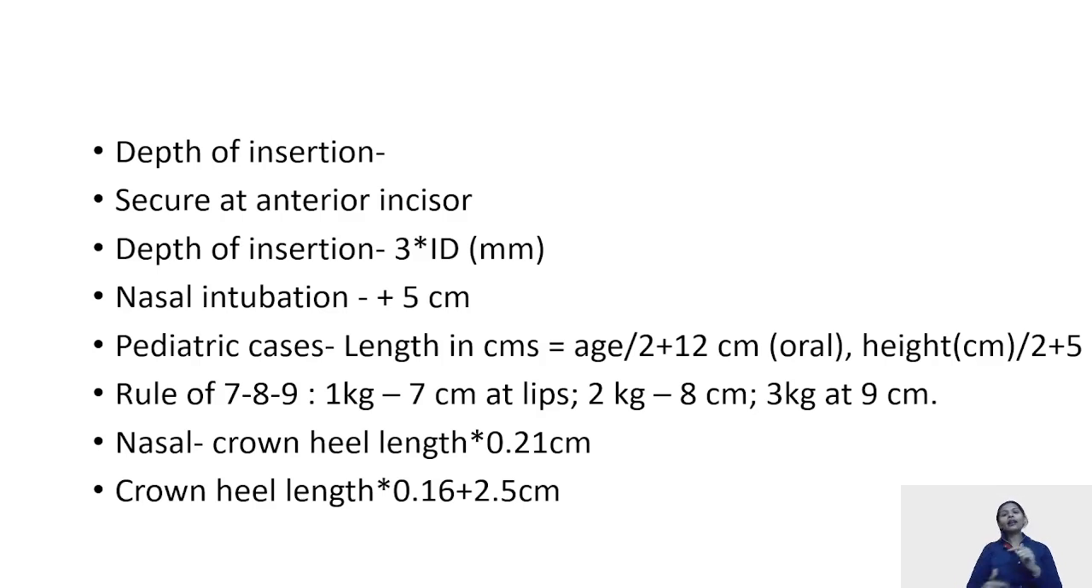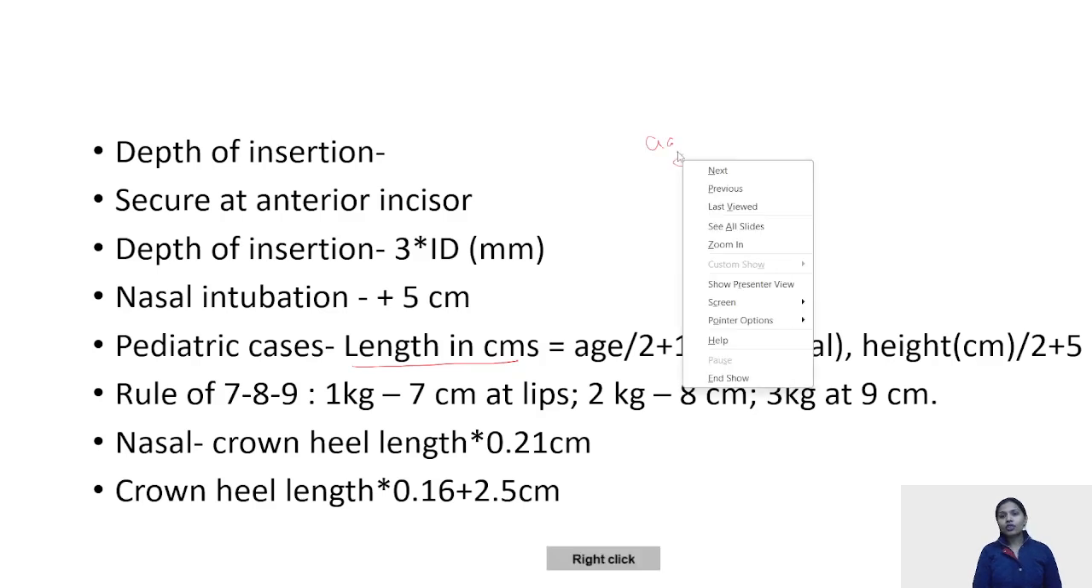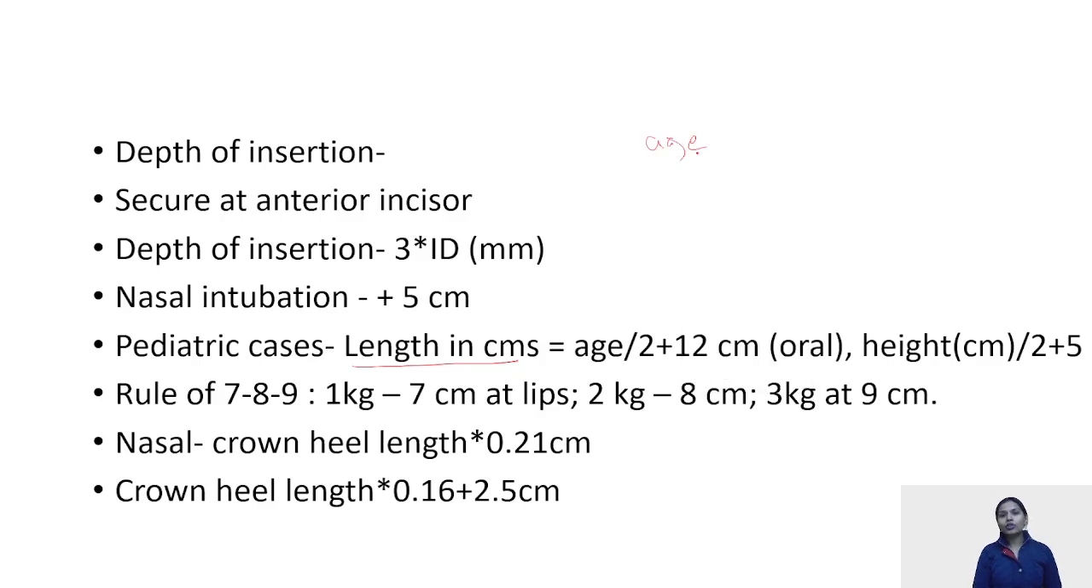When we talk about nasal intubation, in oral intubation we have 21 centimeters. To that, we'll add 5 more centimeters. That will be the depth of insertion for nasal intubation. Then, in pediatric cases, we can have the length in centimeters of the ET insertion as age upon 2 plus 12. I repeat, age upon 2 plus 12.